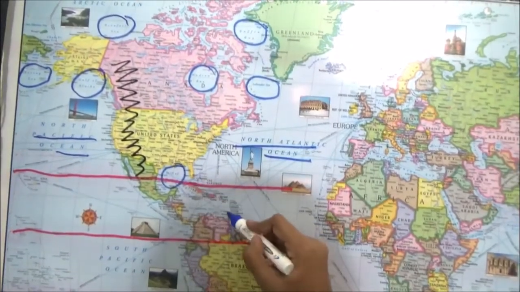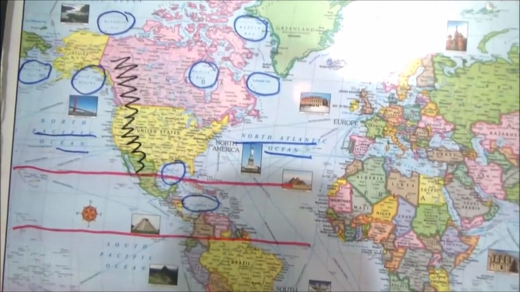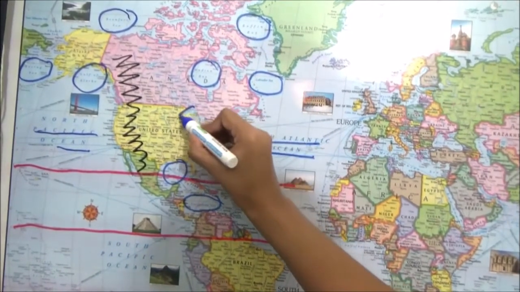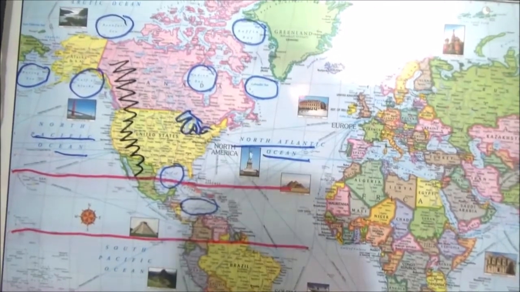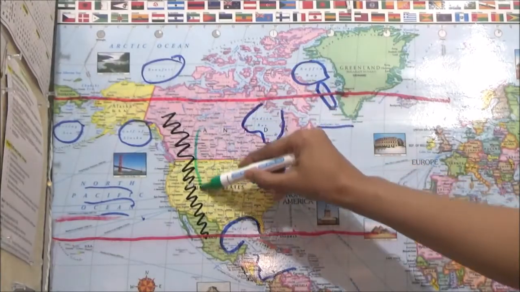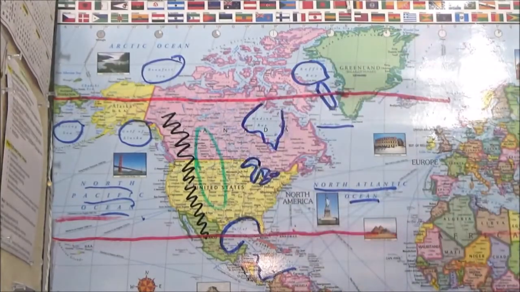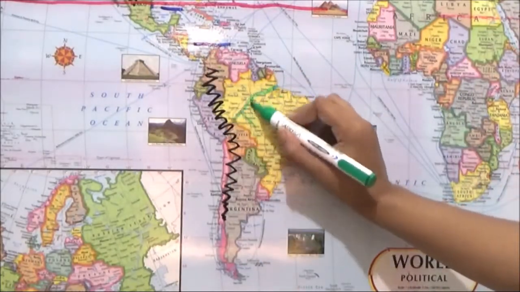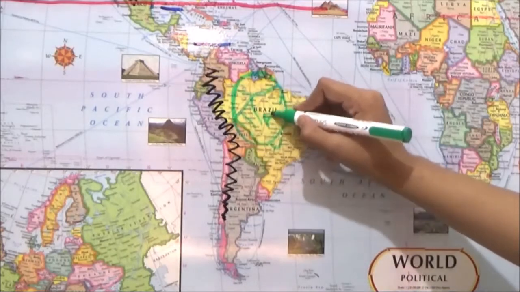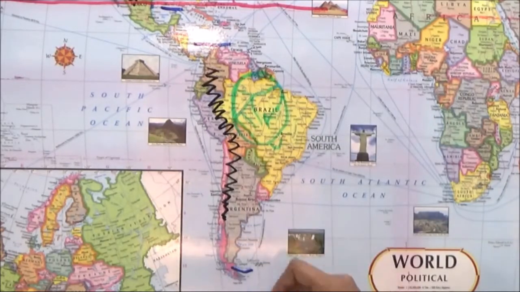Also marking the Gulf of Mexico, Caribbean Sea, and marking the lakes, Great Lakes present in North America. Now marking out the Great Plains. Here I am marking Andes Mountain, the Amazon Basin. So here I am practicing the physical features for South America as well.